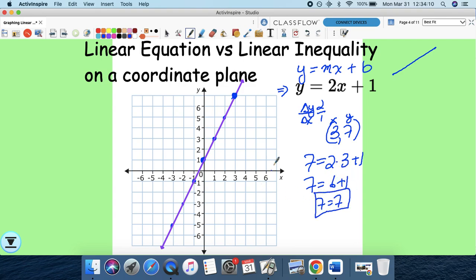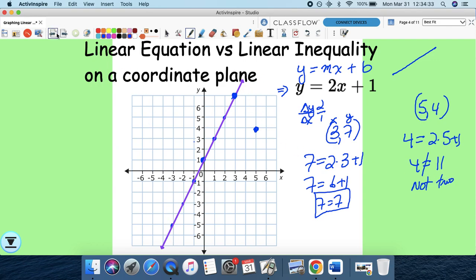And likewise, if I pick a point that's not on the line, and let's just do this quickly, (5, 4), you'll see that it does not make that equation true. So we get 4 equals 2 times 5 plus 1. 4 equals 2 times 5 is 10 plus 1, which is 11, and definitely not true. So only points on the line make it true.